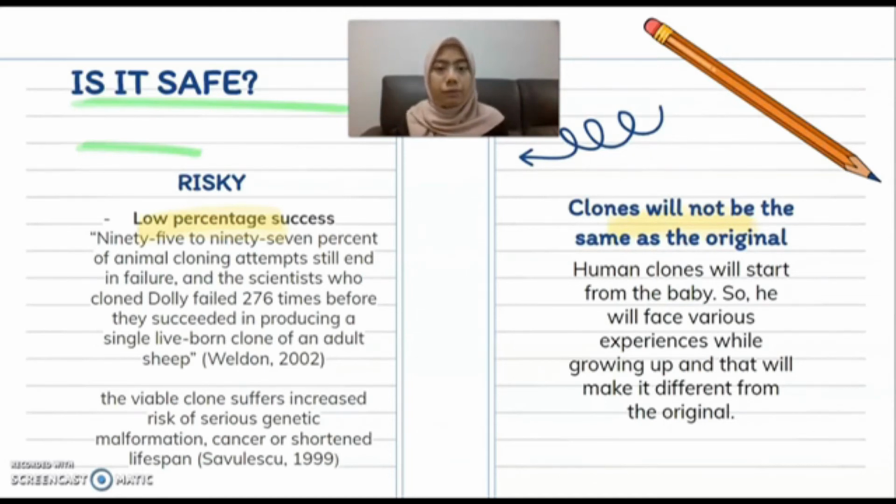Kebanyakan kita berfikir clone akan betul-betul like exact clone. Tapi tidak. Jika kita clone, dia akan bermula daripada baby. Jika bermula daripada baby, bila dia untuk proses untuk membesar, dia akan melalui pelbagai experience, especially humans. Experience dia akan lain daripada yang lain. So, kemungkinan apa yang kita harapkan akan dapat yang lain. So, akan ada banyak cabaran ataupun kerosakan yang akan berlaku disebabkan proses tersebut.